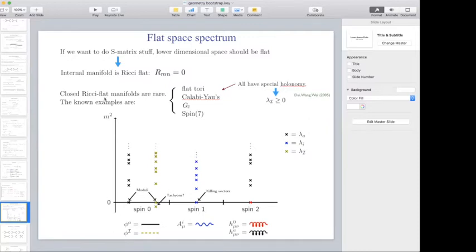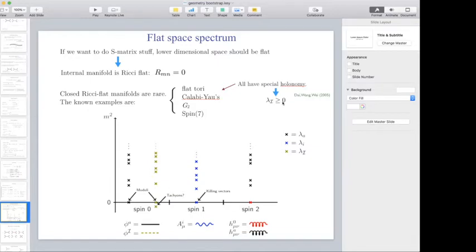So the closed Ricci-flat manifolds are relatively rare. The only known examples are flat tori, the Calabi-Yau manifolds, and then a few of these special holonomy manifolds, G2 and Spin(7). All of these known examples have special holonomy, and there's a recent theorem that says that if you have special holonomy, the spectrum of the Lichnerowicz Laplacian is always positive.